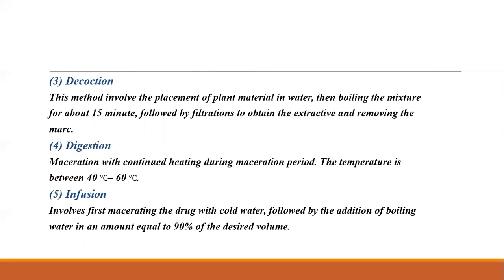Now, some other processes in a very concise manner. Decoction. We all know this method involves the placement of plant material in water, then boiling the mixture. It's like making a tea. Boiling the mixture for about 15 minutes, followed by filtration to obtain the extractive and removing the marc. This is a simple method called decoction. While in digestion, it is maceration with continued heating during the maceration period, the temperature being around 40 to 50 degrees centigrade. And usually in digestion, there is also use of some kind of organic acid, so the compound gets digested or oozes out from the material.